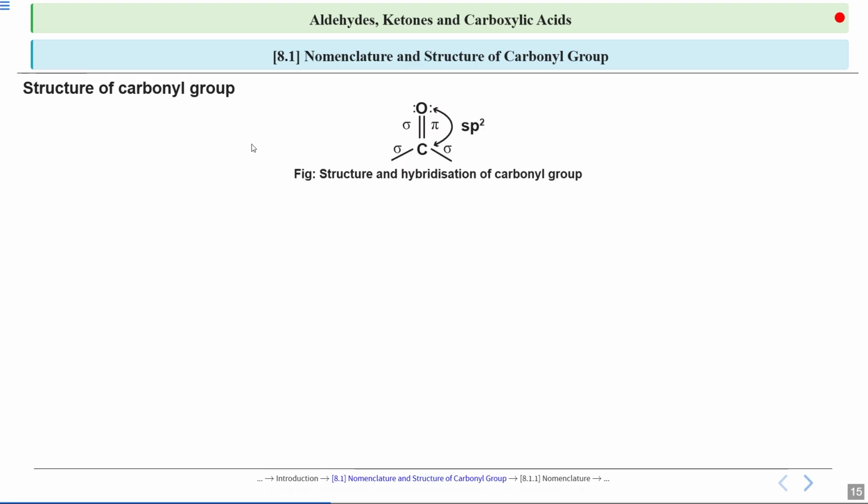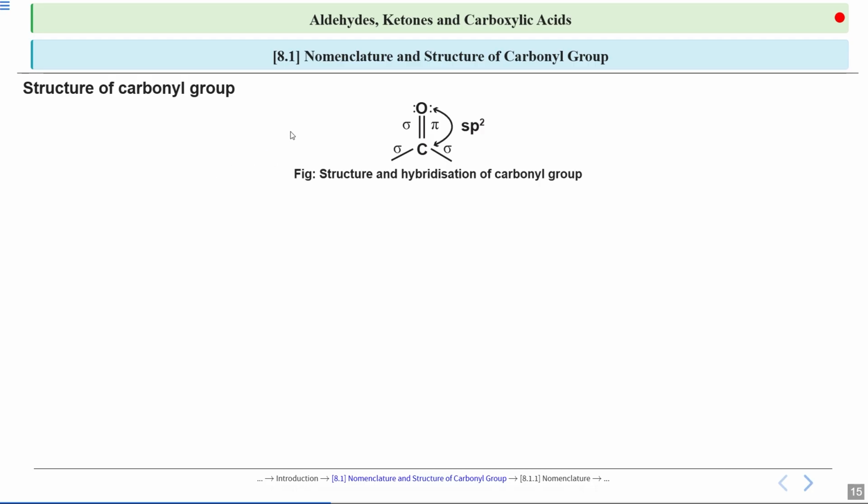So it forms 2 sigma bonds from here, one this sigma bond and one this sigma bond. And there is this double bond, and a double bond consists of 1 sigma bond and 1 pi bond. If you count it overall, you see 1, 2, 3. So it consists of 3 sigma bonds and 1 pi bond: 1 with oxygen and 2 with other substituents.